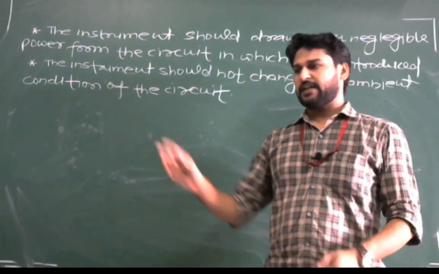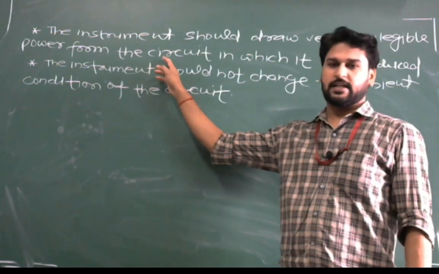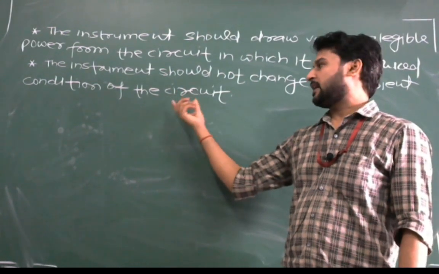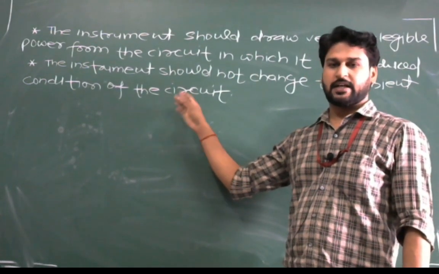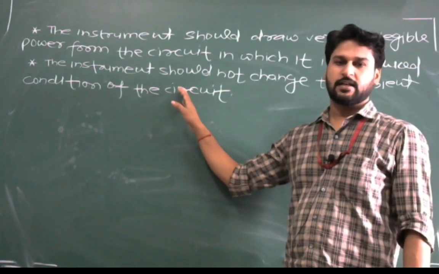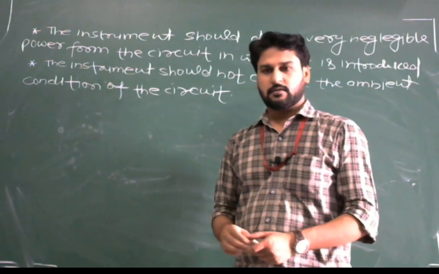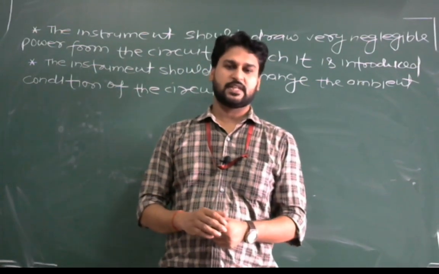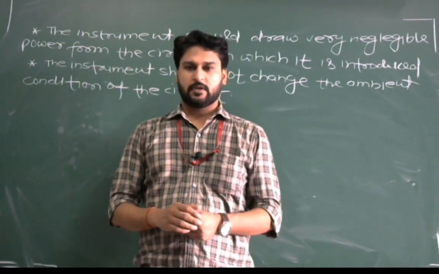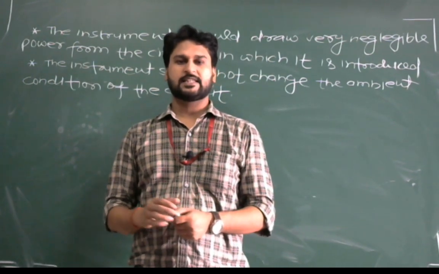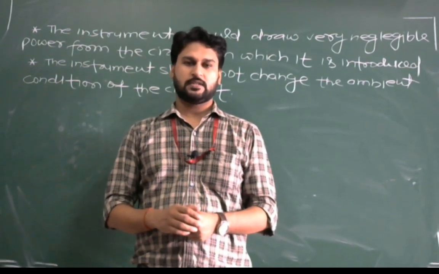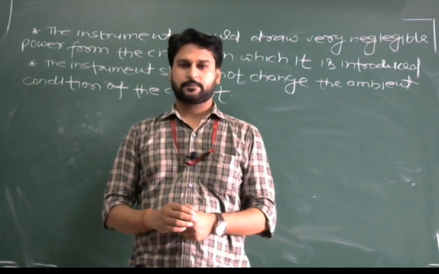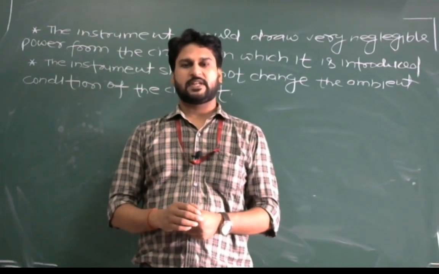These properties should be there in an instrument if it is measuring an electronic circuit. If the instrument draws negligible power from the circuit, it will give maximum accuracy. If it does not change the condition of the circuit, it will give a very accurate result after the measurement. So an instrument should maintain these two characteristics. In the previous unit we saw how the voltmeter works: there was a high resistance in series with the PMMC instrument. In the ammeter there was a very low resistance in parallel with the instrument.